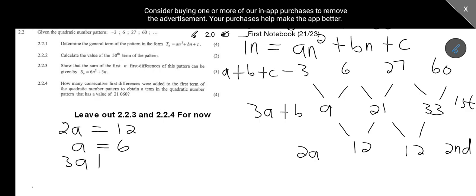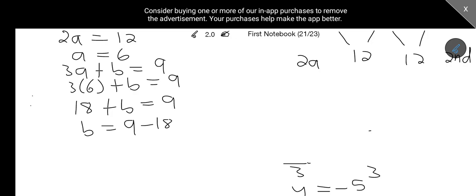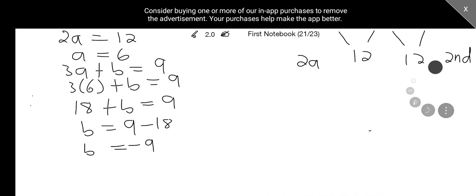Again, we know that 3a plus b is equal to the first term of the first differences, that is 9. This means that 3 times 6 plus b is equal to 9. So 3 times 6 gives us 18, and 18 plus b is equal to 9. Therefore, b is equal to 9 minus 18, which is -9. I hope you understand it.